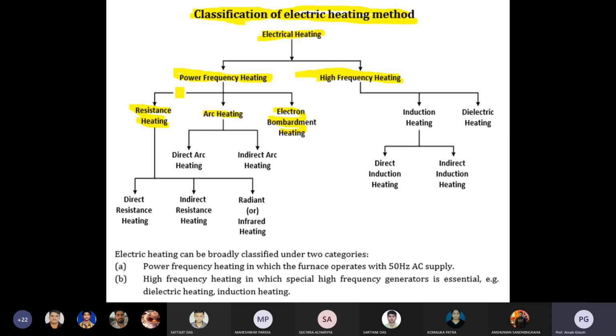Power frequency heating means normal frequency, the power range of application, which is 50 hertz in our country. High frequency means very high frequency. Normally the hearing range is 20 hertz to 20 kilohertz, so that frequency is beyond that, beyond our audible zone.